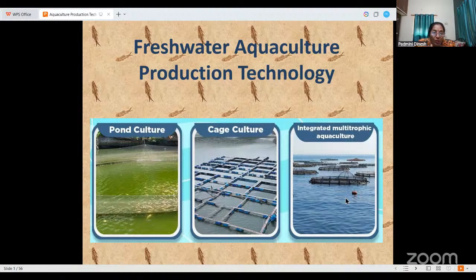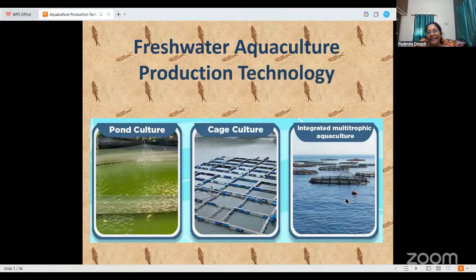We are also talking about the prawns. We are also talking about the shells. We are also talking about different types of algae. So name anything that is going to grow in the water, that is aquaculture. Aqua means water. Farming in the water is called aquaculture.